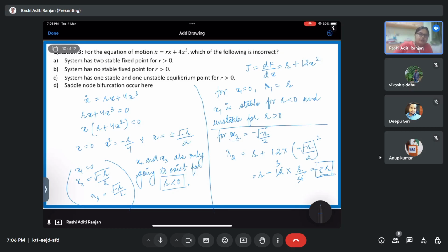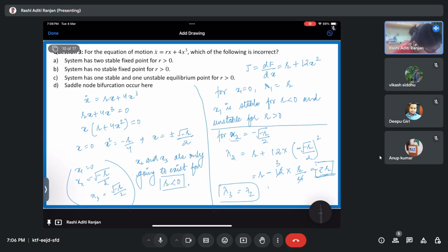So if you see my x2 and x3, for both of them, we are going to have the same eigenvalue. We are going to have lambda 3 equals lambda 2. If you ask me why, because we have a square term over here. We have 12x square. So when we are doing x square, it is always going to be the same value, right? Secondly, we have minus 2r. So both of these x2 and x3 are only going to exist for negative value of r. For negative value of r, lambda 2 and lambda 3 both are going to be positive, and hence x2 and x3, when they exist, will be unstable.